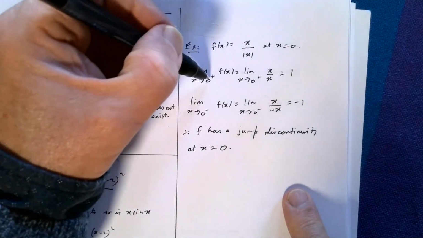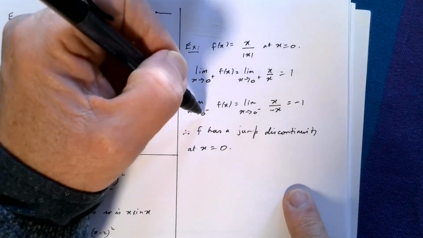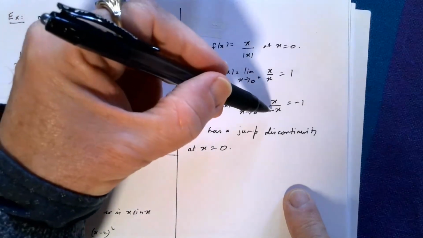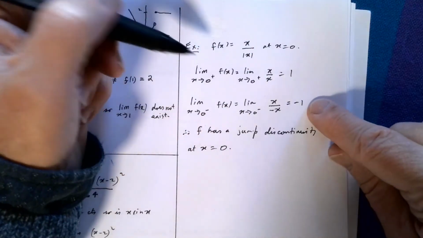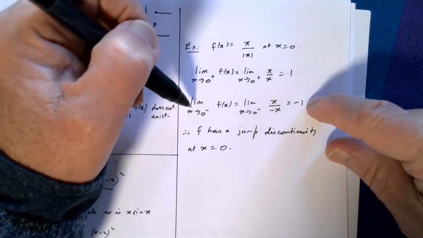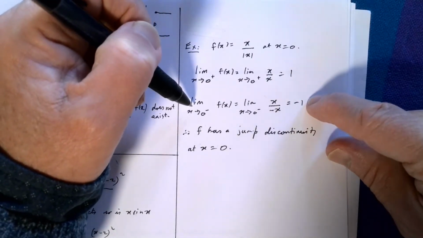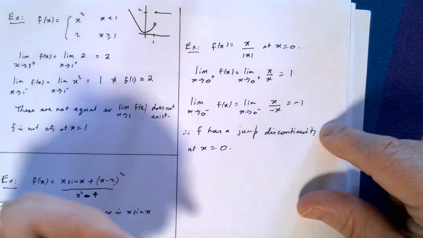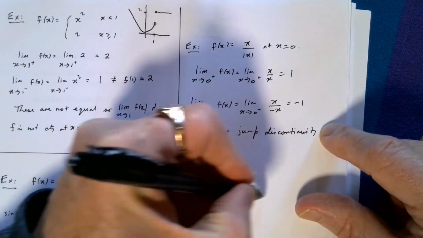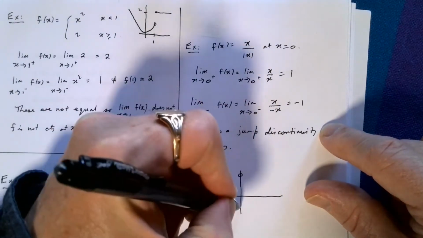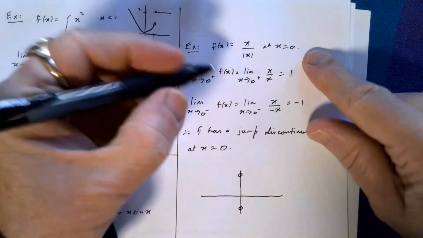If we take the limit as x goes to 0 from below, then as we saw before, the absolute value of x is minus x, so this gives me the limit minus 1. Both of these limits exist, but they're not equal. And so we say that f has a jump discontinuity at x is 0. And of course, as I mentioned before, graphically it's looking like this. We've got a hole at 0.